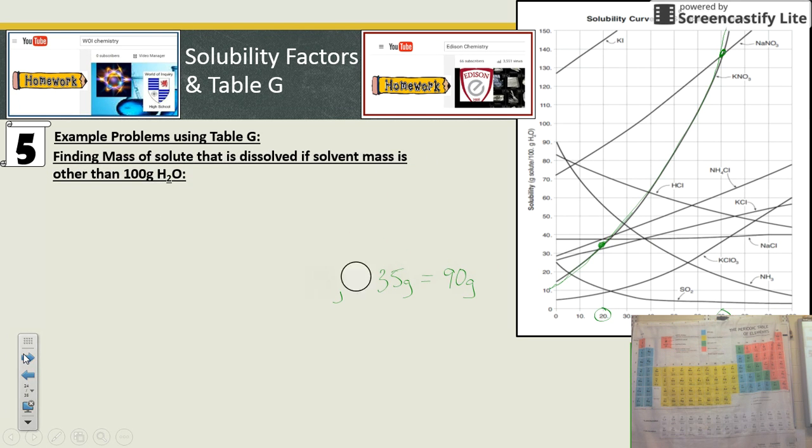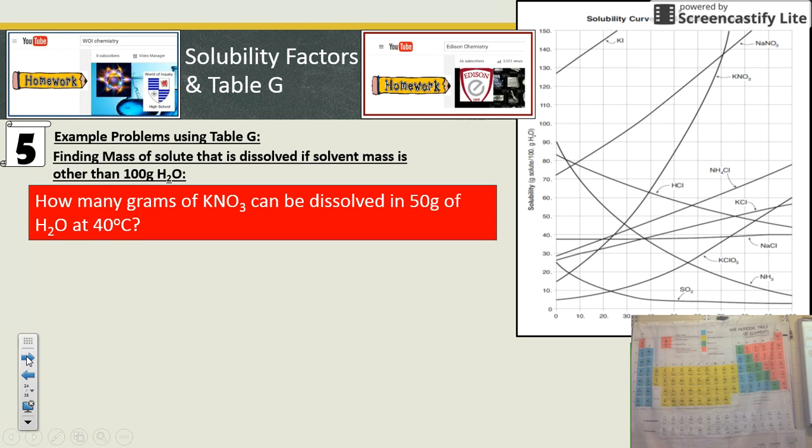Finding the mass that's dissolved if the amount of solvent, aka water, is something other than 100 grams. So for example, how many grams of KNO3 can be dissolved in 50 grams of water at 40 degrees Celsius? This requires, 1, to find the graph value of how much could dissolve, and 2, paying attention to that 50 grams versus that 100 grams. Remember, if you've got half the H2O, then you got to equal half the solute.